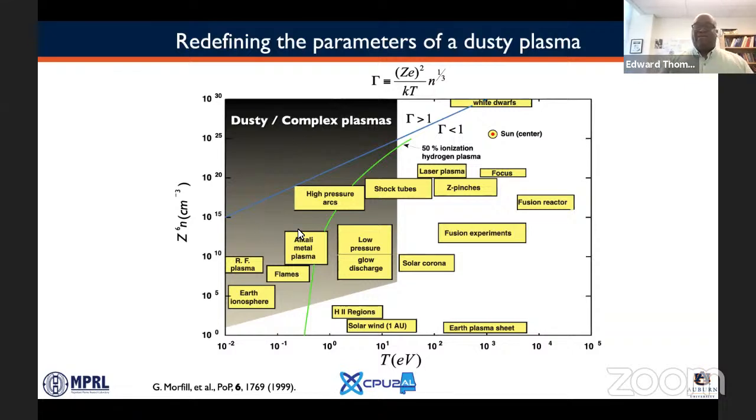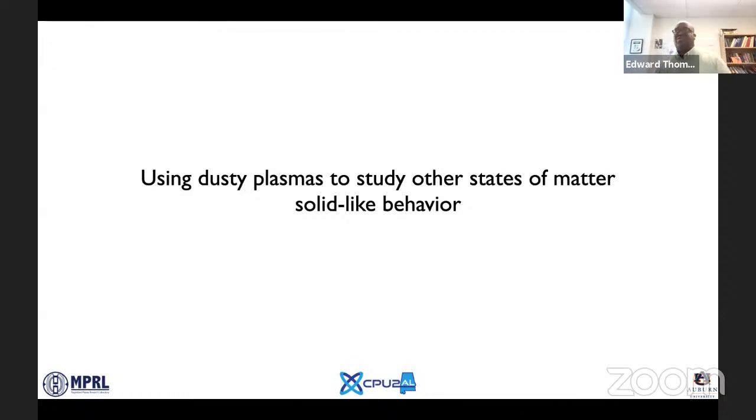But what's really cool about it is that if you take solid state systems, so-called solid matter systems, things that are called colloids and things like that, then their parameters in this density temperature space look very similar to the properties of a dusty plasma. And it is that fact that is why the dusty plasma can act solid-like, liquid-like, and gas-like from a fundamental physics point of view.